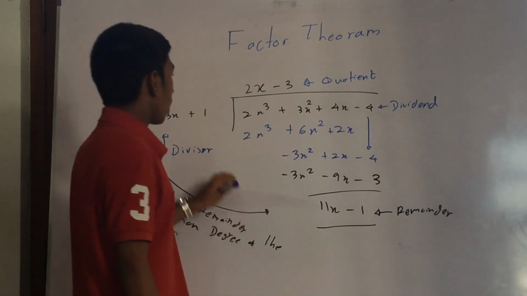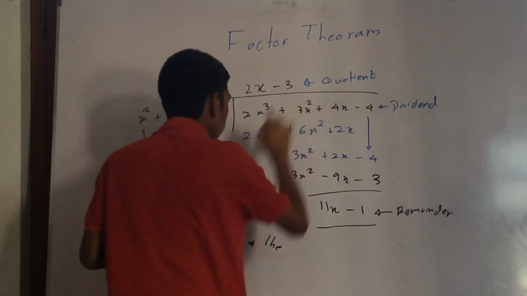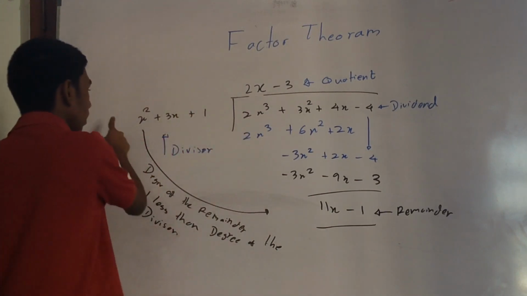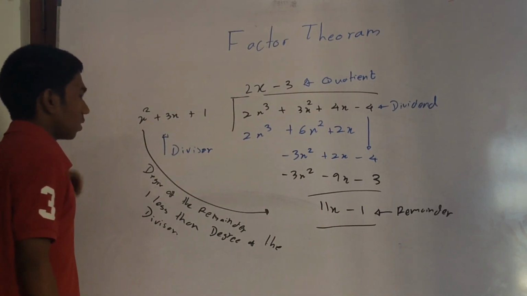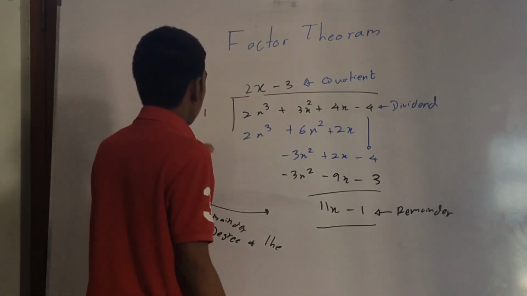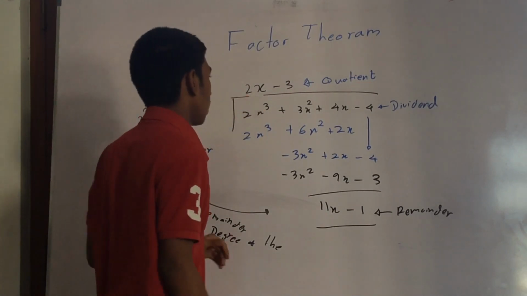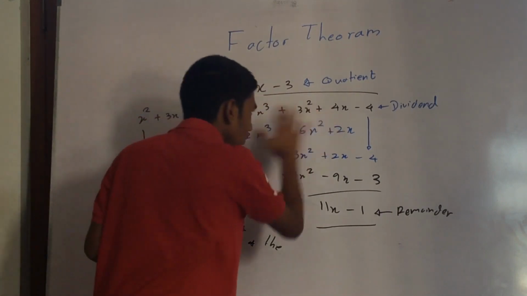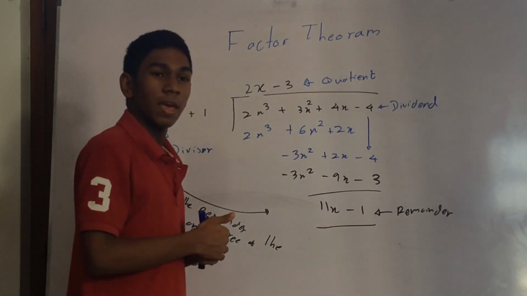Also you can see the degree is 2, the degree is 1, the degree of the dividend is 3. You can also notice that the degree of the dividend, which is 3, is equal to the degree of the divisor plus the degree of the quotient. The highest power of the divisor is x squared, so degree means the highest power of the variable. So the degree is 2, the highest power of the quotient is x to the power 1, so the degree is 1. 2 plus 1 is equal to 3. So you can see the degree of the quotient plus the degree of the divisor is equal to the degree of the dividend. So you should remember those two things. We will be using those two things in the remainder theorem.